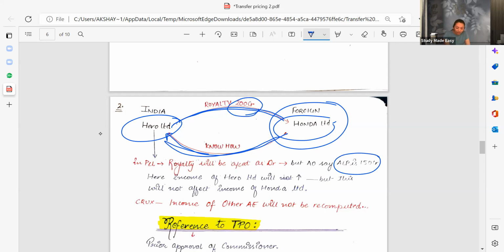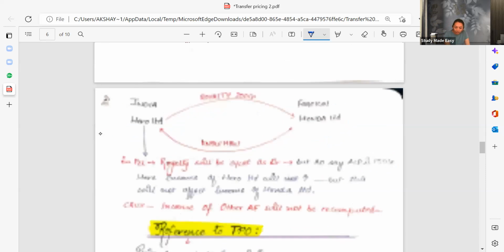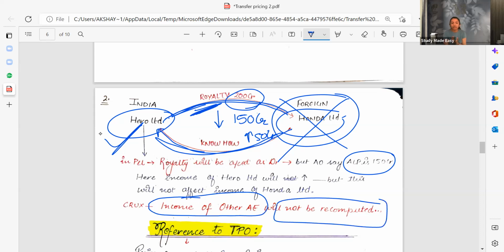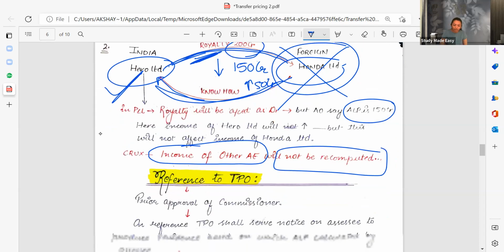That means for India, royalty is an expenditure. Now AO is reducing your expenditure and saying it is 150 crore. That means your profit will increase by 50 crore. Even India's total income will change, but total income of Honda will not change. Have we done this already? Income of the other enterprise will not be recomputed. Understood? Income of the other enterprise will not be recomputed.